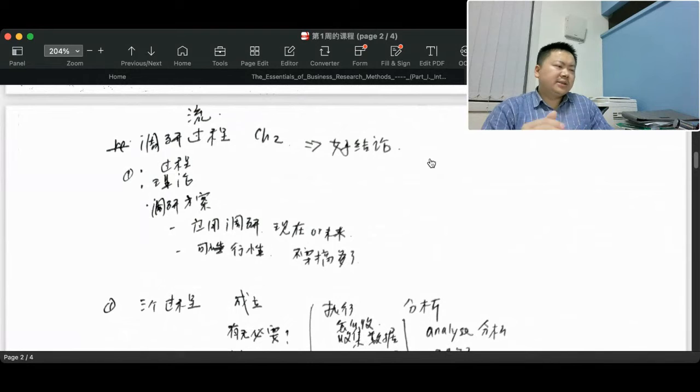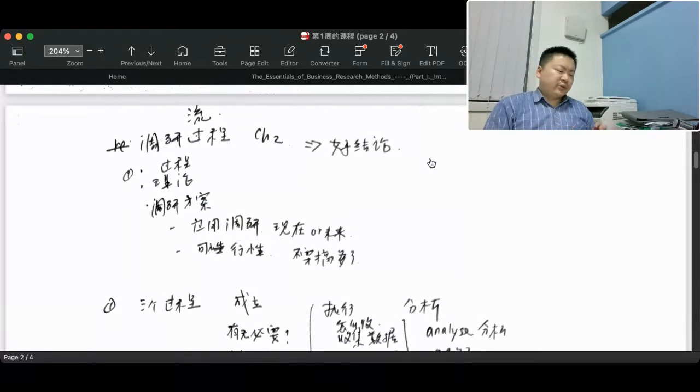The second one is about the research process in chapter two. So there will be a proposal, applied research, and feasibility. For the applied research, there are two directions.